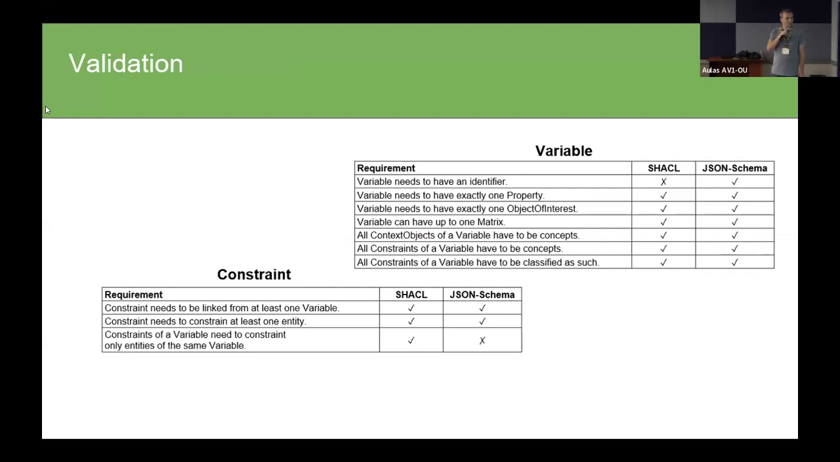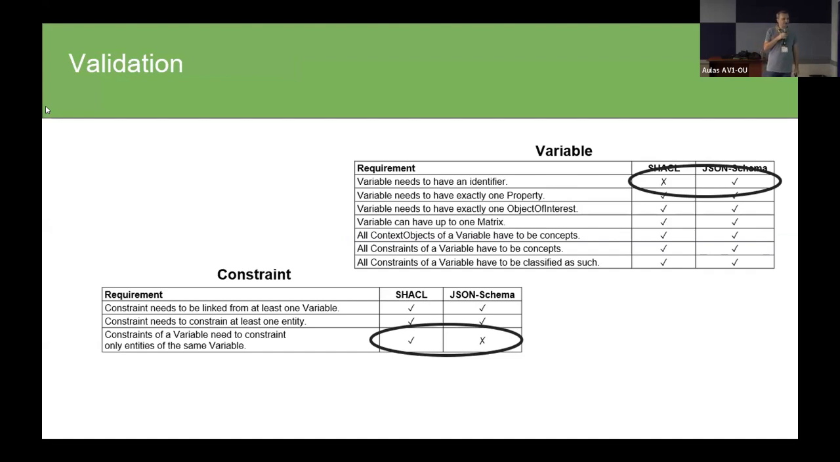This is a table of what I can validate. I'm not an expert in either JSON schema or SHACL, but those are the things that I could come up with. And what you can see if you look exactly, there are two differences in here: stuff that I can validate via SHACL but cannot validate via JSON schema, and vice versa. In particular, currently I have no clue how I could validate in SHACL that the variable itself has an identifier. If somebody has an idea, please drop me a note, then I can include that.